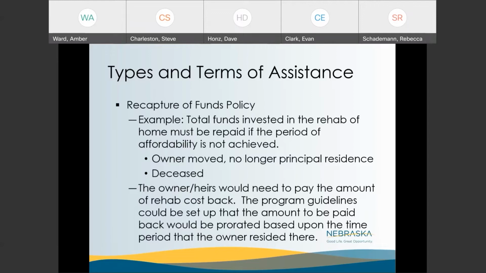Hey, Evan, we did have a question come in. Yeah. So it's going back to the floodplain. The floodplain crosses a corner of the owner's property, but does not touch a structure. Is that property ineligible?